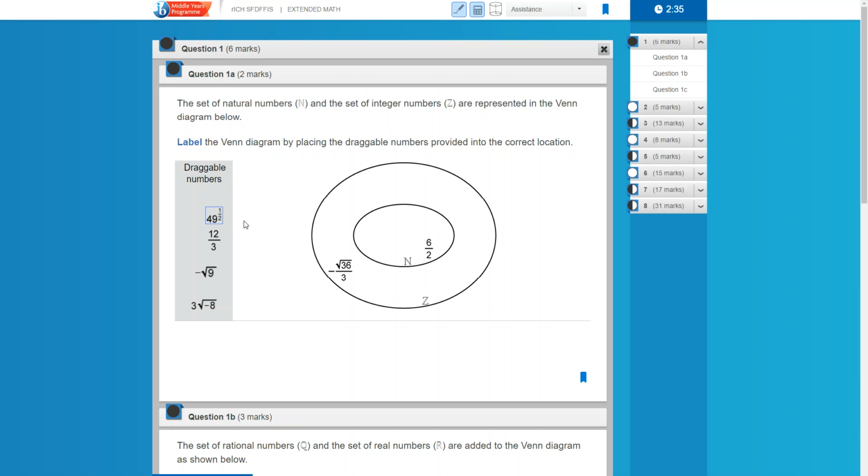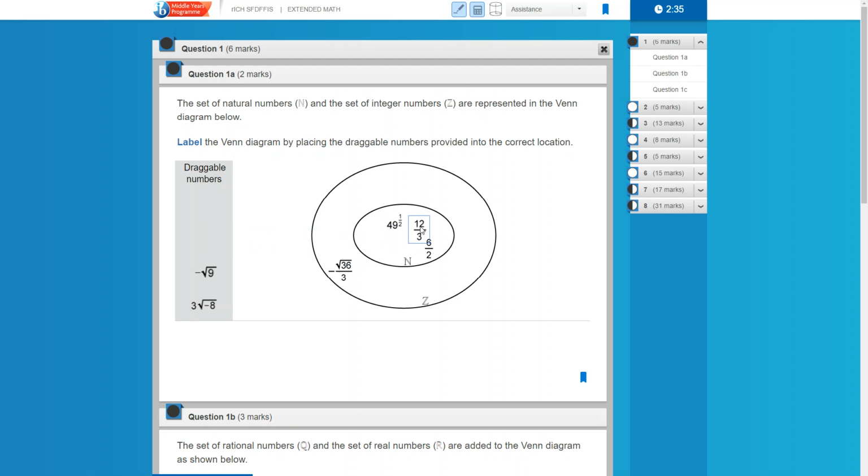Okay, so we need to put these into this diagram at some place. So the first one, 49 to the power of a half. If something is to the power of a half, what does that mean, Kate? Square root. So the square root of 49 is 7. So is it a natural number or an integer? It's a natural number. It's also an integer, which is why the natural numbers are a set within the integers. 12 over 3 is 4. It is also a natural number.